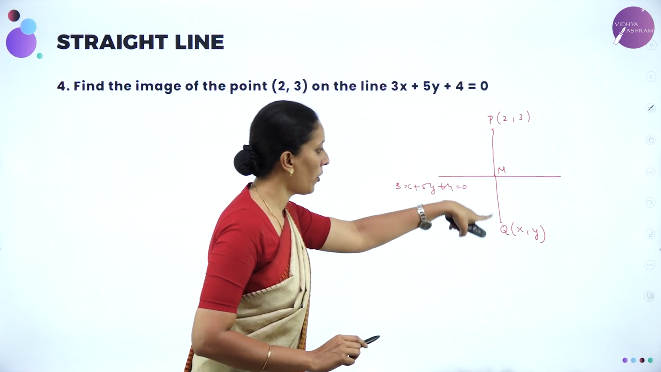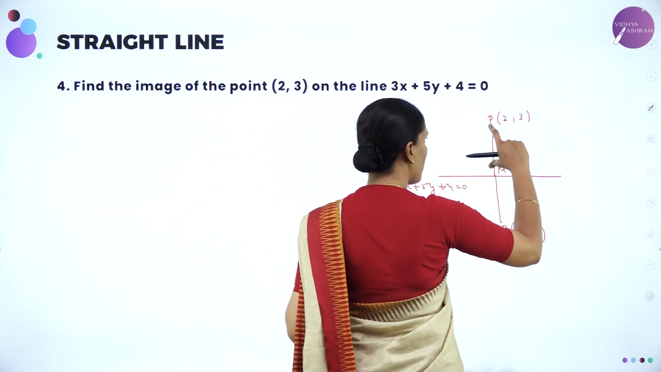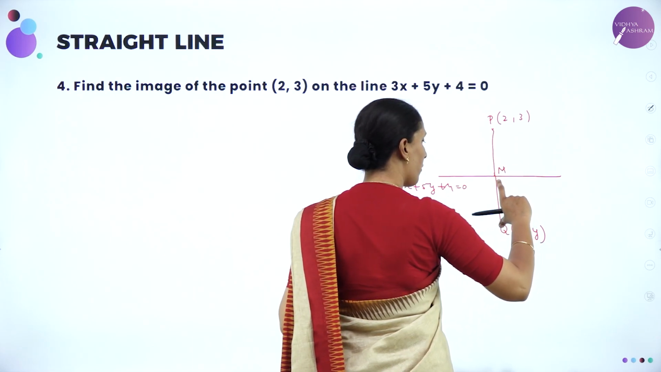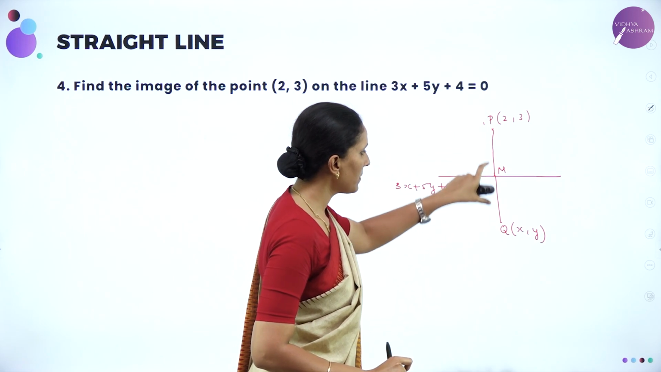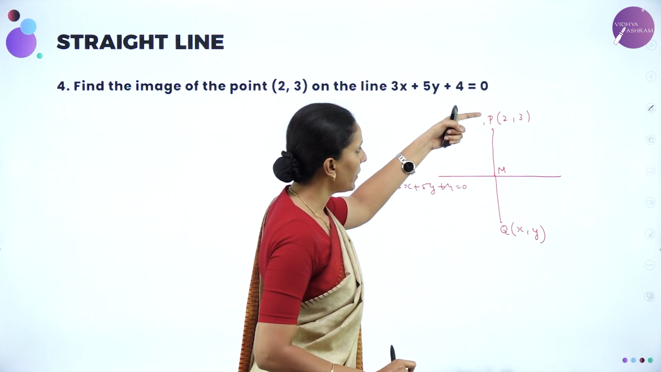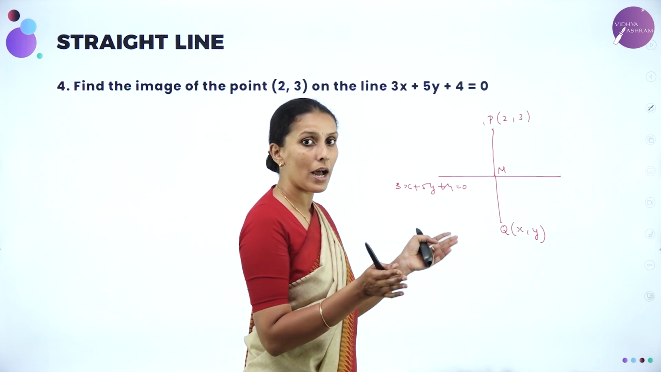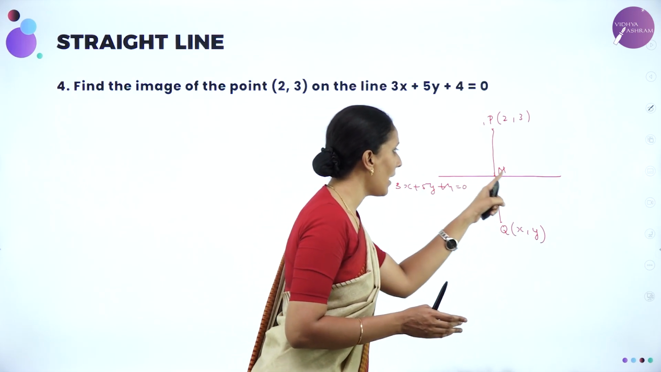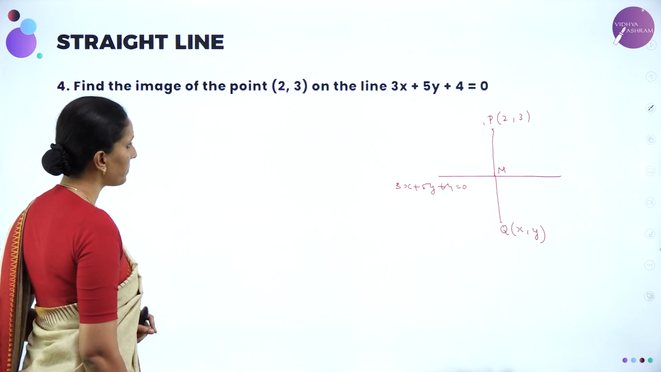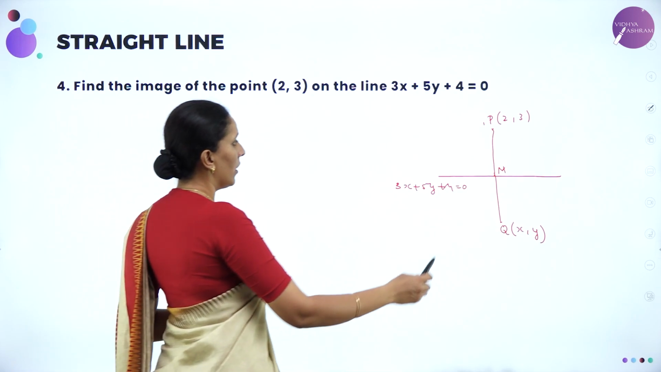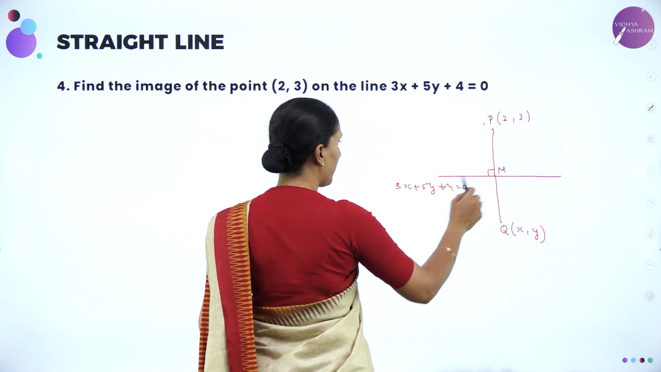Also M is the midpoint of PQ, because when I say reflection, the distance PM is the same as the distance QM. So therefore PM is equal to QM. Point P is the reflection of point Q, they lie on either side of the line, and hence M acts as the midpoint of P and Q. Now here, again, we will find the equation of PQ. Clearly, these two lines are perpendicular.